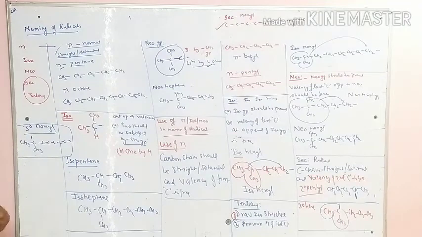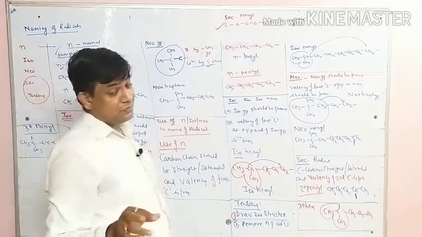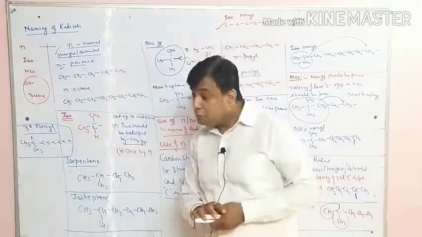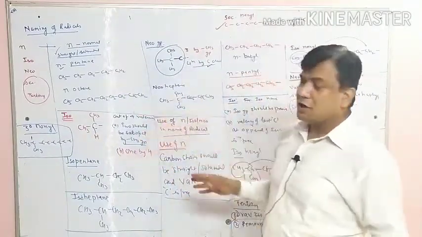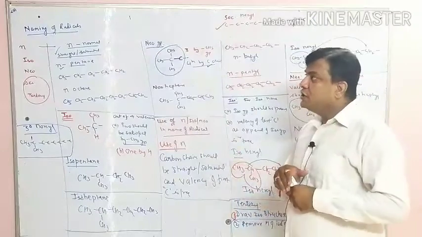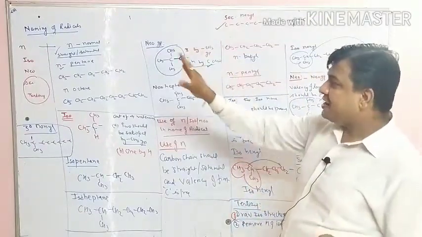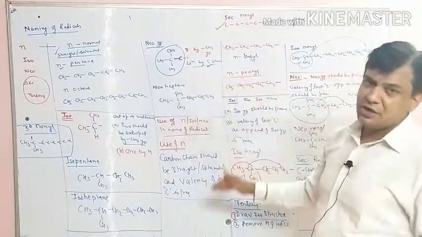Okay, students. So this is the beginning of the nomenclature of the radical. Now we will move on to how to make the radicals of a given compound. This is clear. So what we have discussed in this video is the naming of the radicals by N, iso, neo, secondary and the tertiary format.